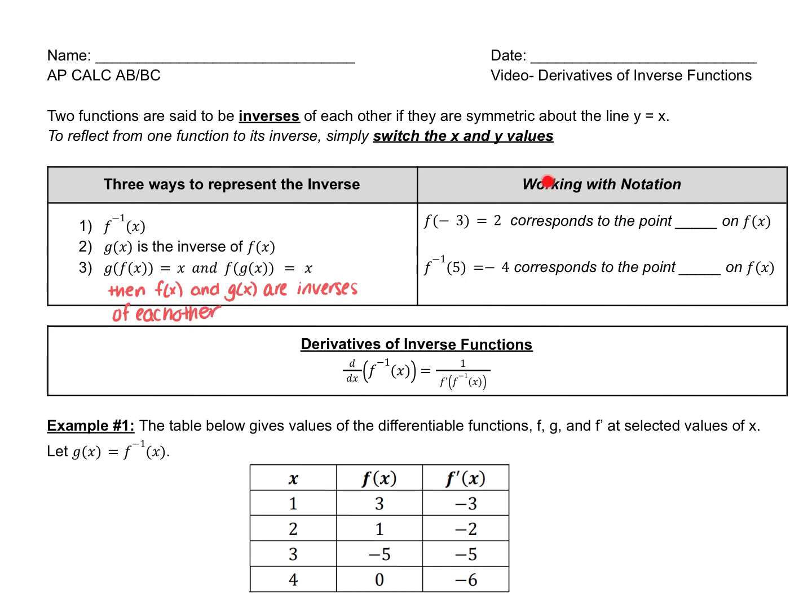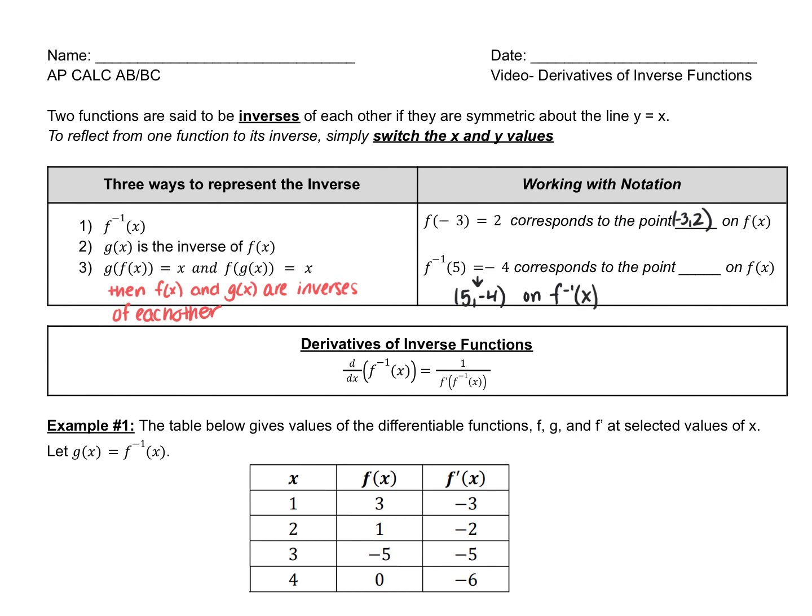Okay, now let's work with the notation. If I have f of negative 3 equals 2, we know that that corresponds to the point negative 3, 2. I plug in negative 3, I get out 2. But now I have this f negative 1 notation. That means inverse. So this point is really 5, negative 4. But that's the point on the inverse, on f negative 1 of x.